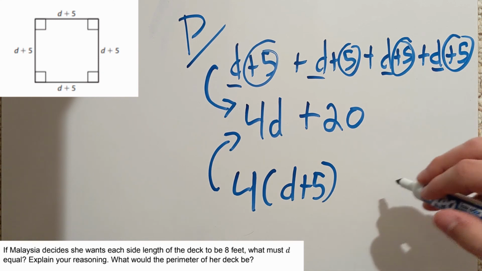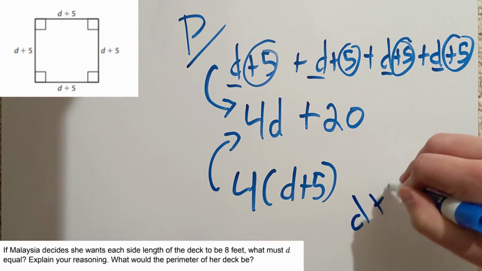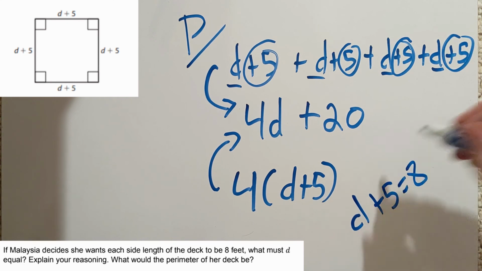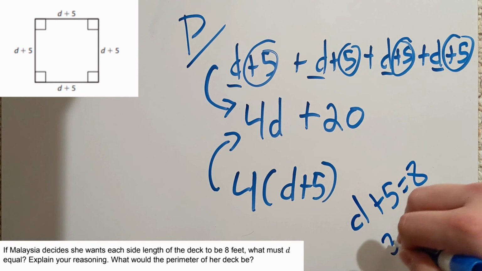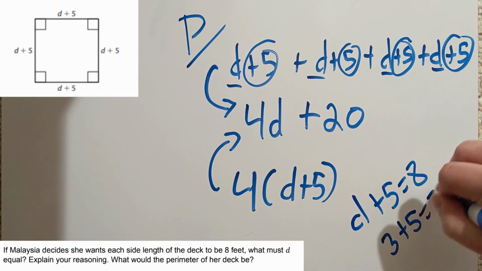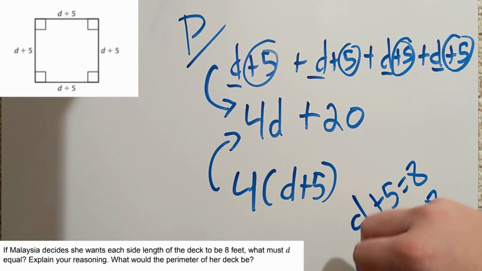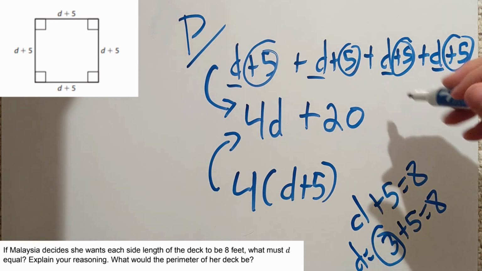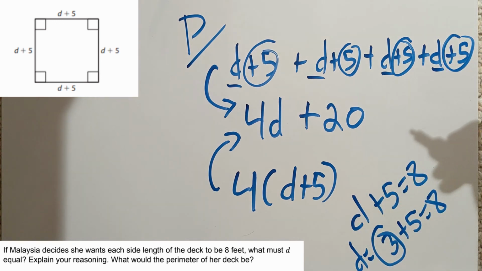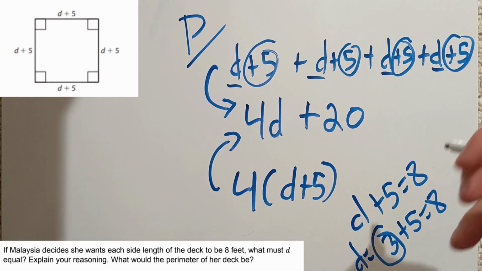So if each side is 8, d plus 5 equals 8. So, 3 plus 5 is 8. So our answer is just d equals 3. That's it. The last part says, what would the perimeter be? If each side is 8, 8 times 4 would be 32. So our perimeter would be 32.